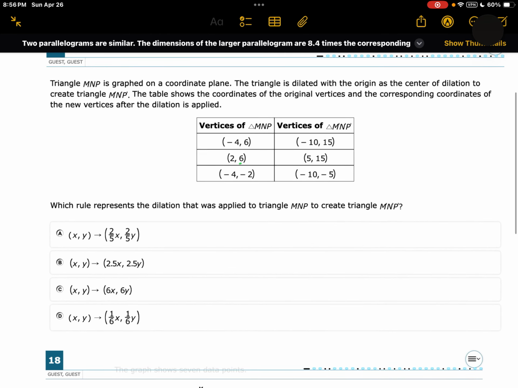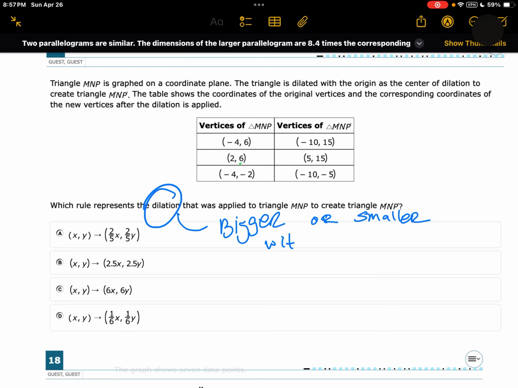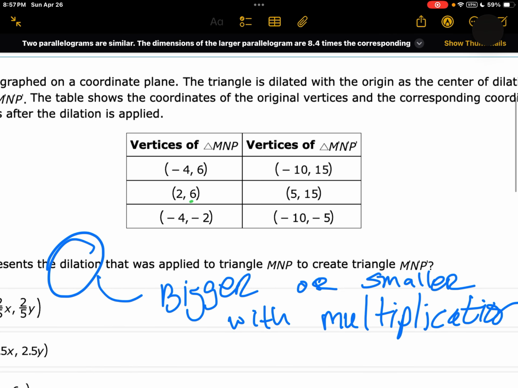Okay. All right, we are doing a dilation. We already went over this earlier. This is bigger. Can also be smaller. And as always with multiplication, even if it gets smaller, it is still multiplication. Okay? All right, let's recognize which one's the old, which one's the new. This one's old, this one's the new.